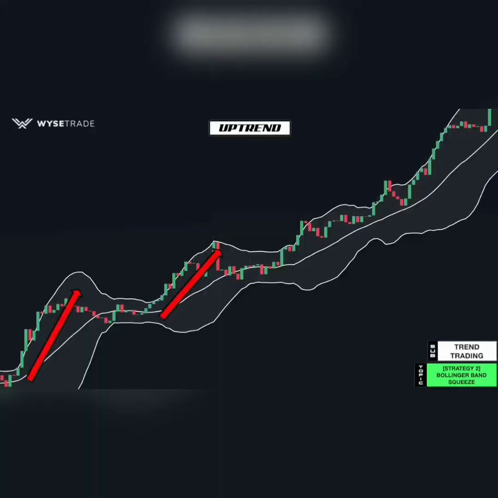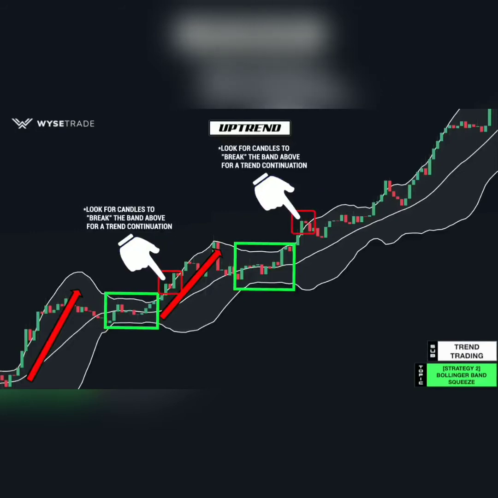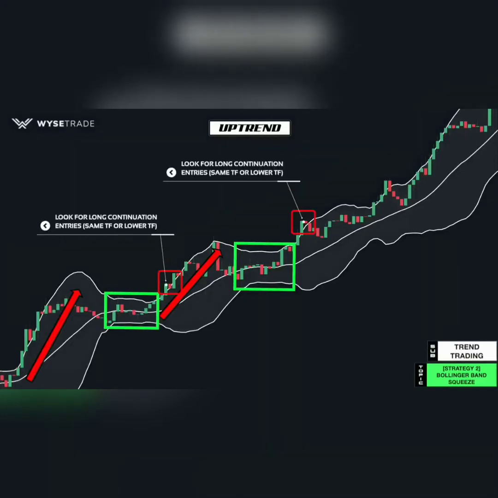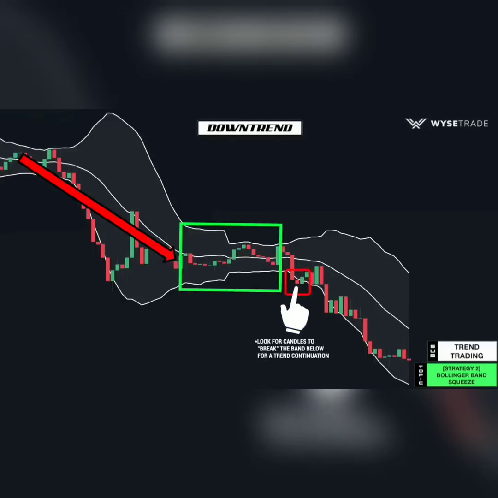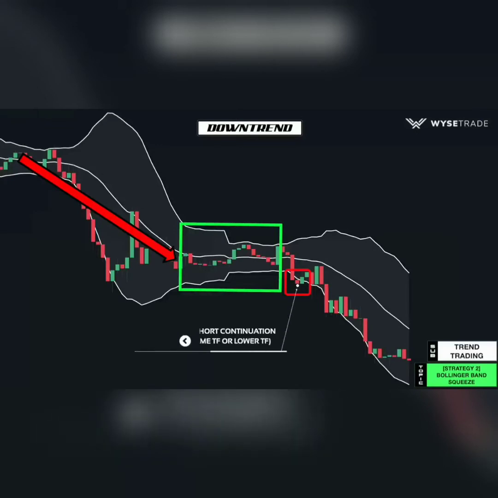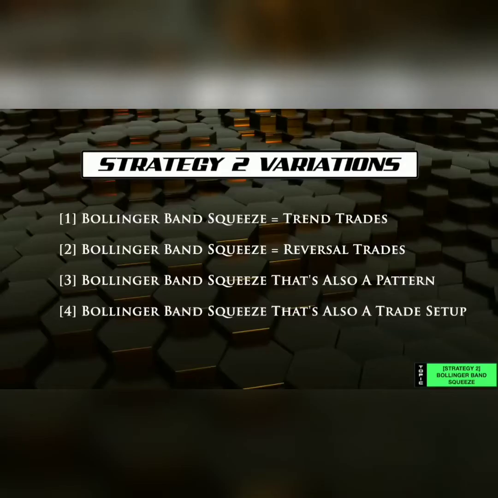You have your moving uptrend. The bands squeeze together. Then once price breaks the band above, this signals a continuation of the larger uptrend, and you would look for long trade entries. Going in the opposite direction, you have your moving downtrend. The bands squeeze together. Then once price breaks the band below, this signals a continuation of the larger downtrend, and you would look for short trade entries. So this works for reversal trades as well.